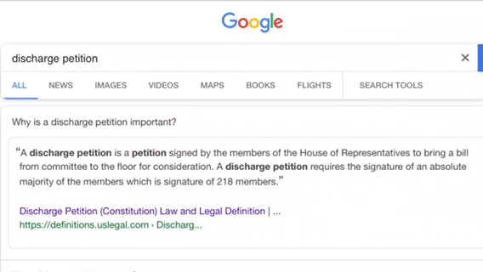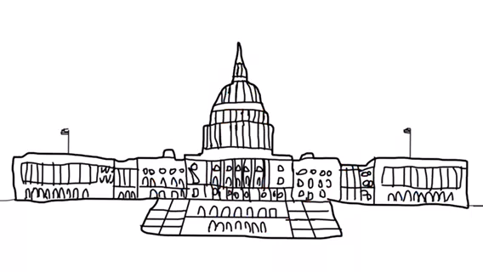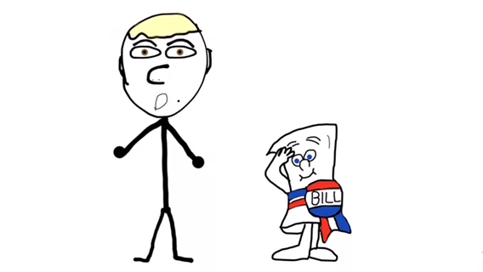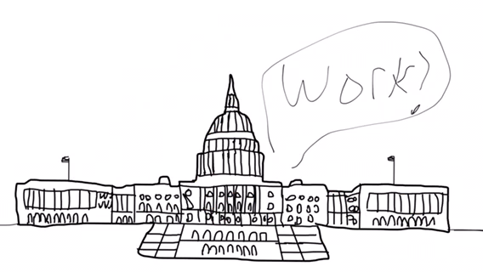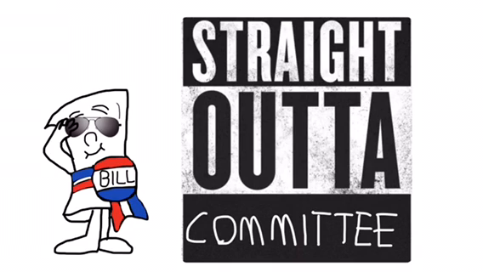The only hope a bill stuck in committee has is to be saved by a discharge petition. A discharge petition is a petition signed by the members of the House of Representatives to bring a bill from committee to the floor for consideration. Discharge petitions require an absolute majority of the Congress to agree, so they rarely actually work. Kind of like Congress in general. But if the petition does work, then the bill is sent straight out of committee.